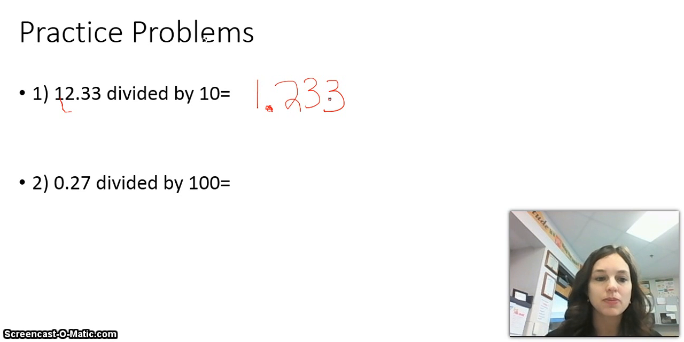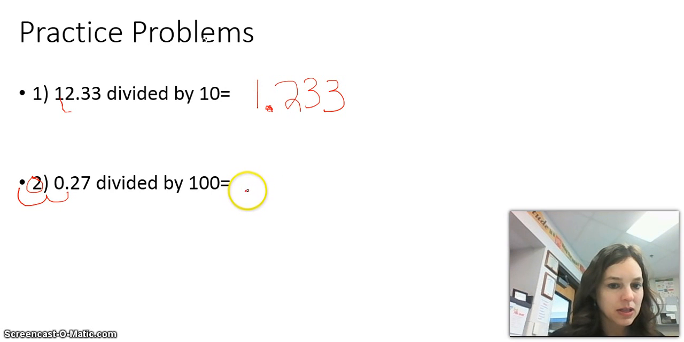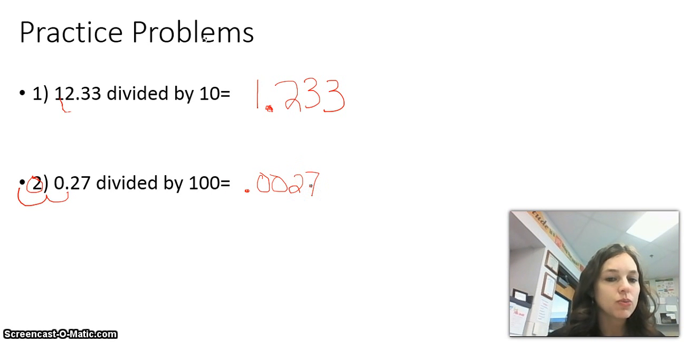Let's do our next practice problem. We have 27 hundredths divided by 100. Since I have 2 zeros in 100, I want to move my decimal point 2 places to the left. So I take my decimal point here, and I want to move it 1, 2 spaces. I'll put a 0 in my empty spot. So my answer should be decimal point 0, 0, 2, 7, which is 27 10,000ths.